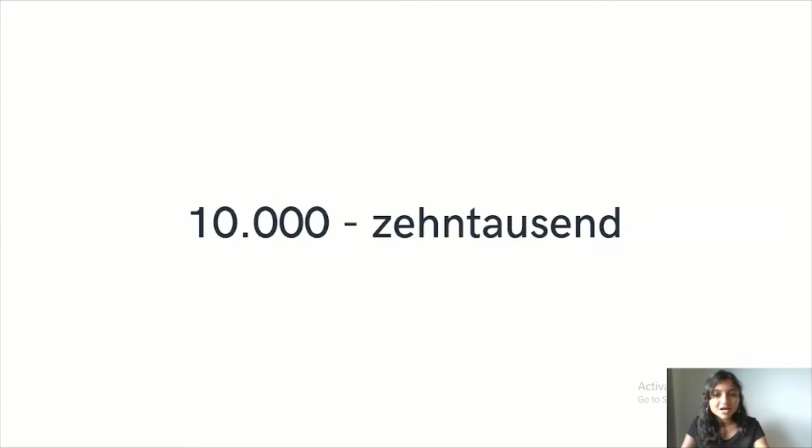Next is 10,000. On the screen, if you see, there is a decimal point after 10. It is not a mistake. In German, we put decimal point instead of comma, like in English. So, 10,000 is called as zehntausend. Noch einmal, 10,000 is called as zehntausend.